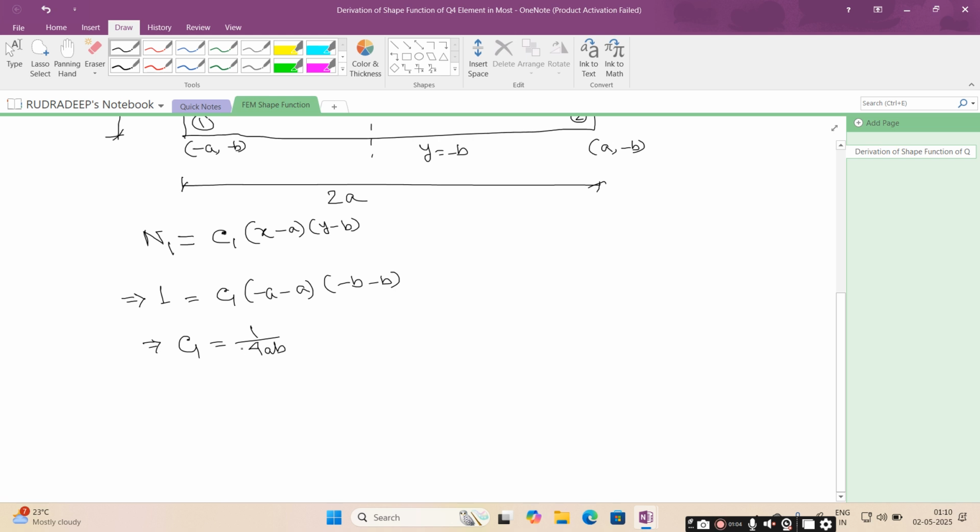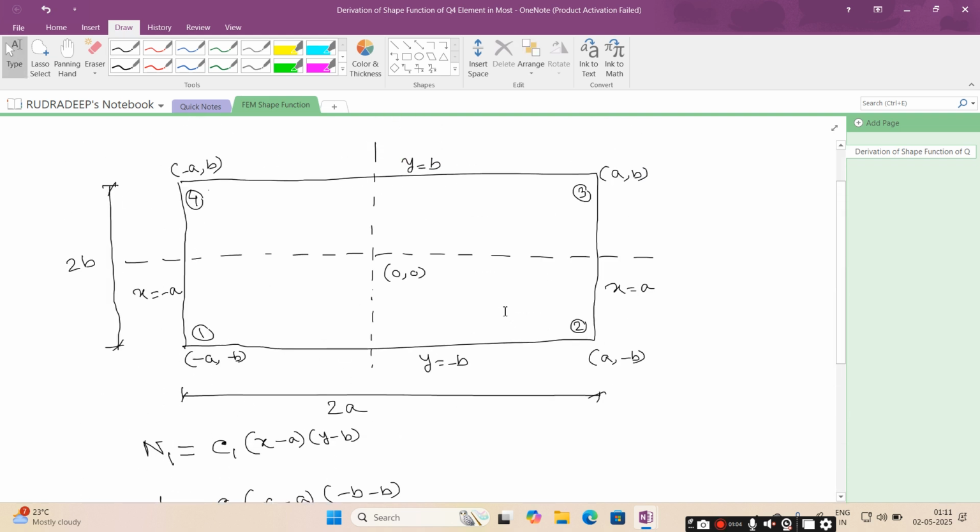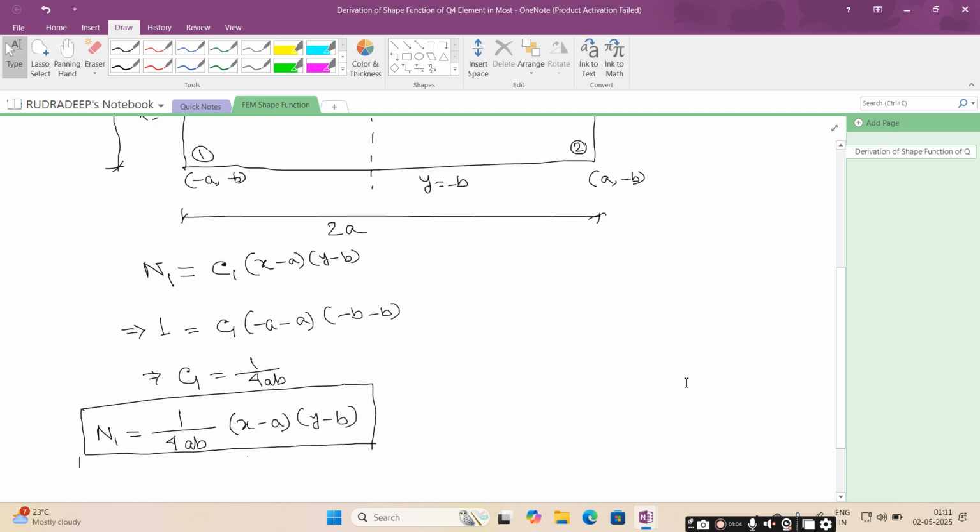So I have derived the first shape function of this Q4 element. So what is this? The N1 is 1 by 4ab into (x minus a) (y minus b). So this one is the shape function of the Q4 element at node 1. So this is the first shape function. In a similar way, I have to calculate the shape functions at nodes 2, 3 and 4.